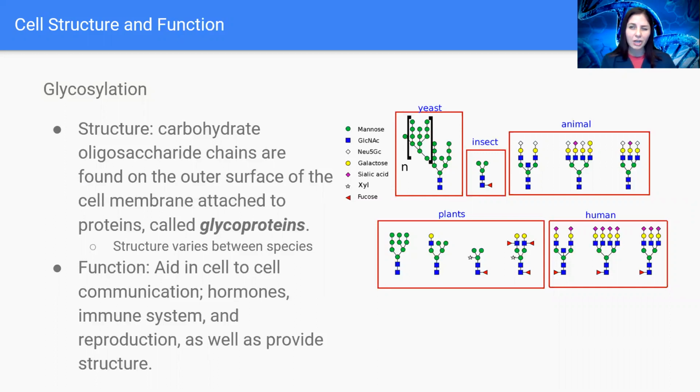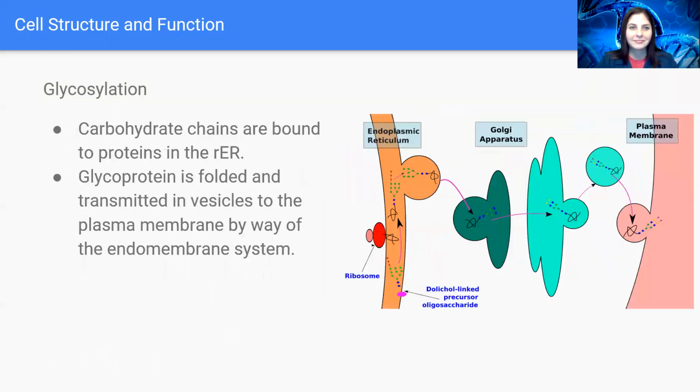Now, glycoproteins are super important when we get into cell signaling, and they function in cellular communication for hormones to be transmitted and recognized. They function in the immune system as well as reproduction, and they also help to provide structure on that plasma membrane. The carbohydrate chains are bound to the proteins in that rough endoplasmic reticulum, and then the glycoprotein is folded and transmitted in vesicles to the plasma membrane by way of the endomembrane system.